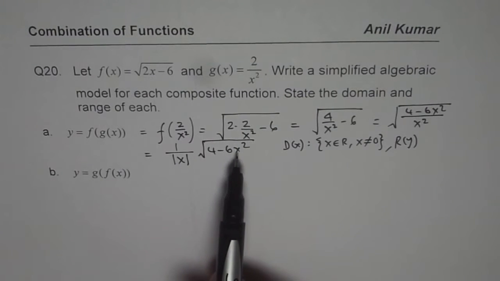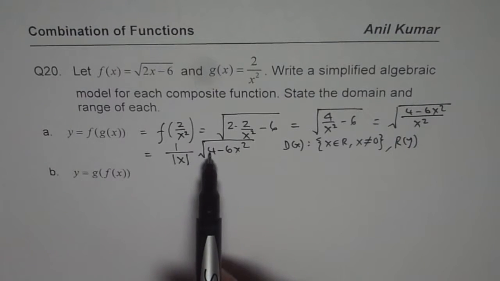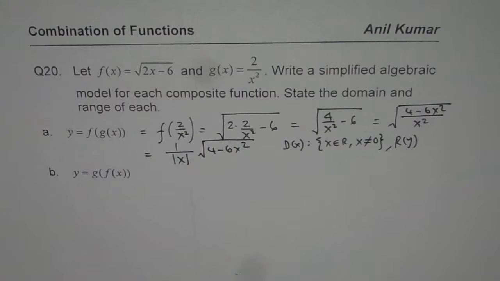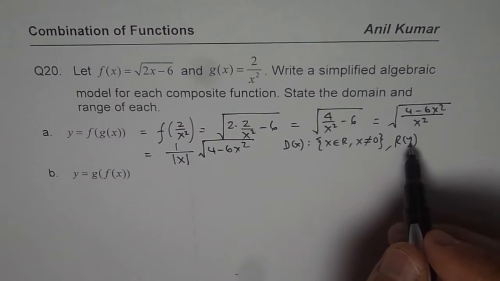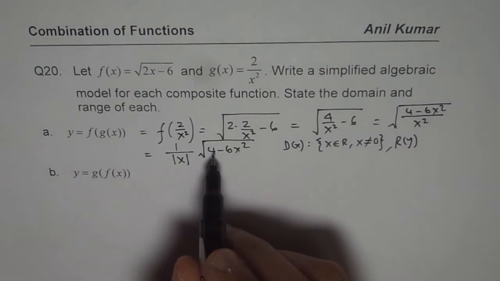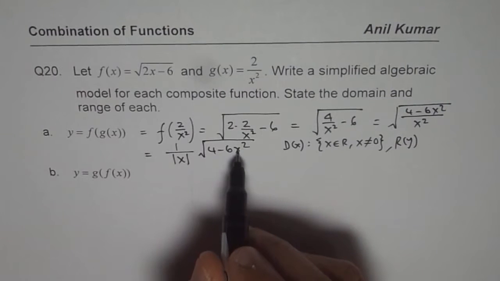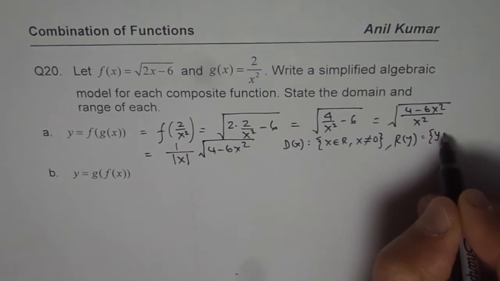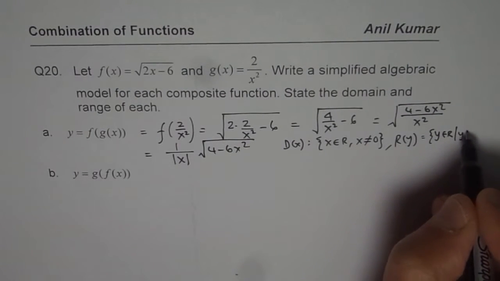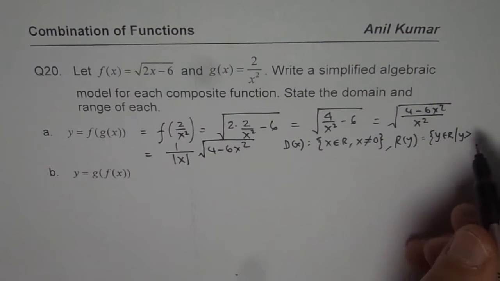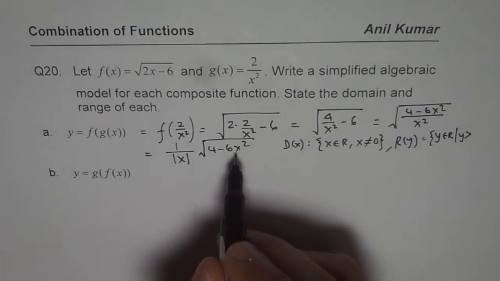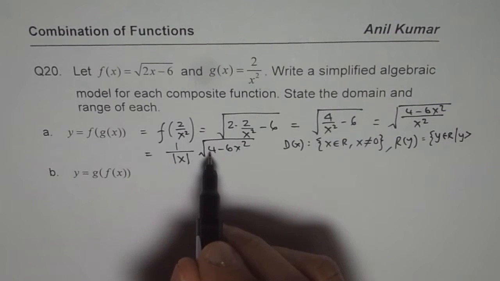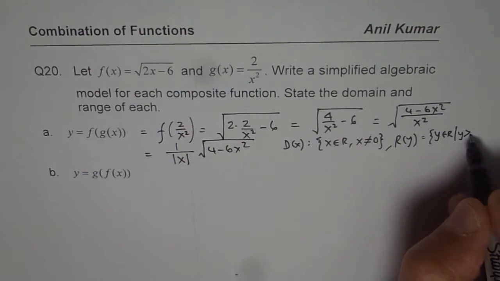So if I write 0 in this part, then what do I get? I get square root of 4, which is plus or minus 2, plus 2, right? So in the range we have all positive values but not 2. Do you agree? Which you could get only with x equals 0, right? So range is y belongs to real numbers where y is greater than or equal to 0.